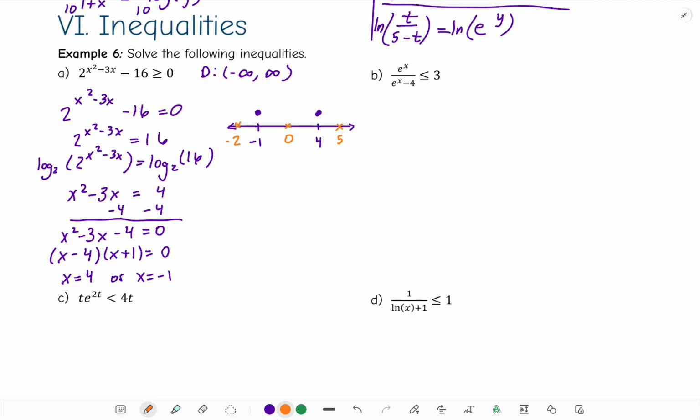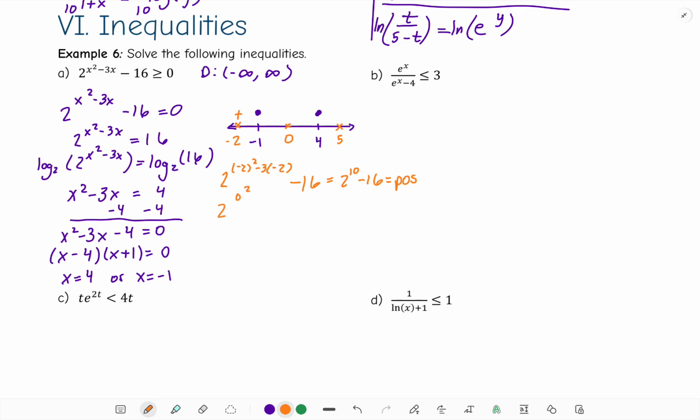So, for example, we do 2 to the negative 2 squared minus 3 times negative 2, minus 16. What does that equal? 2 to the 10th minus 16. And I know 2 to the 10th, I don't know exactly what it is, but it's over 100. So this is going to equal positive. I don't care what the number is, it just matters that it's positive.